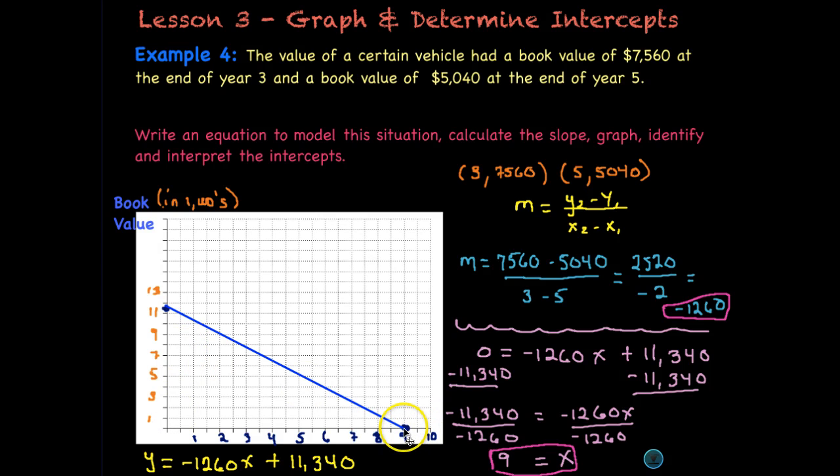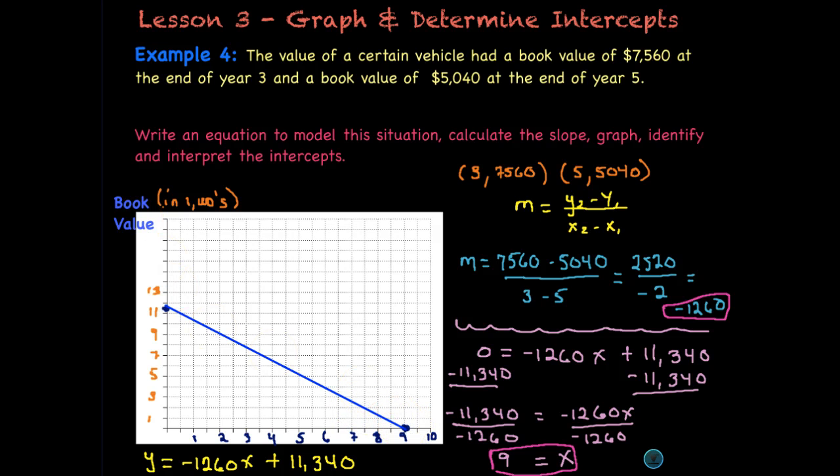Down here, after 9 years, the car is no longer worth anything. We have depreciated it down to 0. Now let's think about our slope. Our slope is a negative 1260. This is our depreciation. This means we've depreciated our car by $1,260 every year until we got down to 0 at the end of year 9.